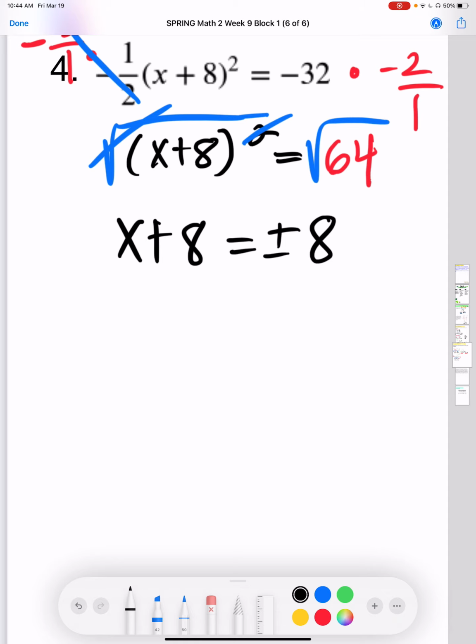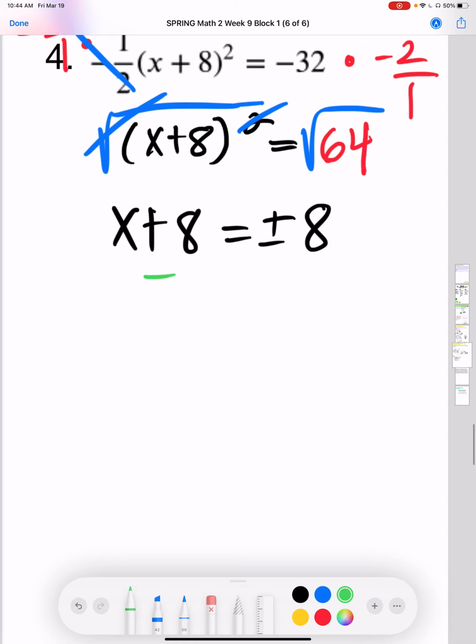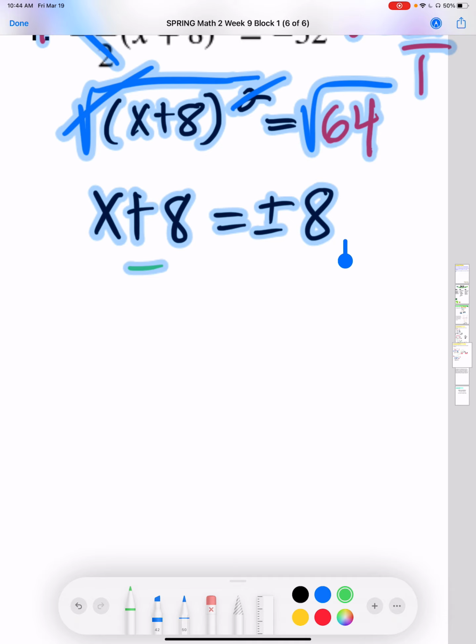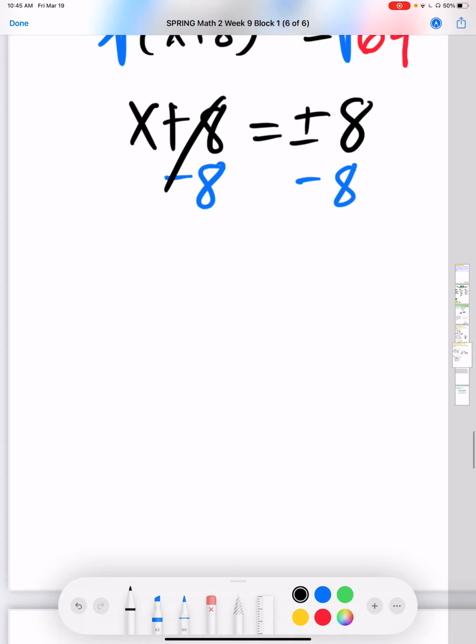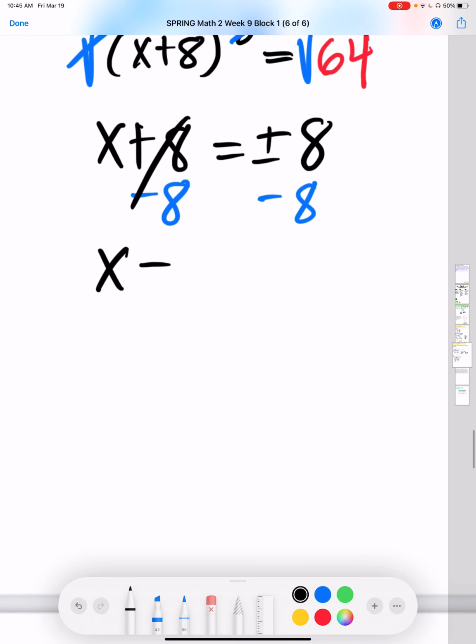All right, I'm going to get rid of that 8, so I'm going to go ahead and subtract 8. Sorry. What's happening? My iPad is possessed. There we go. I'm going to subtract 8 from both sides. The 8's cancel out, and I'm left with x equals, write that negative 8 first. You want your plus or minus in the middle. So negative 8 plus or minus 8.